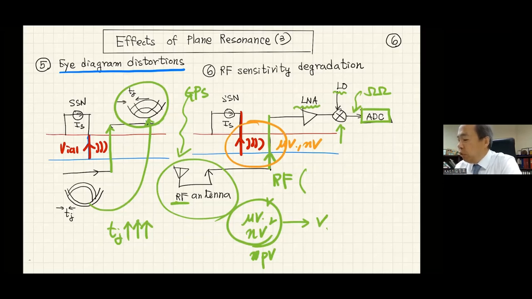Sometimes if you are designing your smartphone and if your PCB has this kind of environment, your RF and your GPS system will never work. So this fourth example of the effect of plane resonance is RF sensitivity degradation.